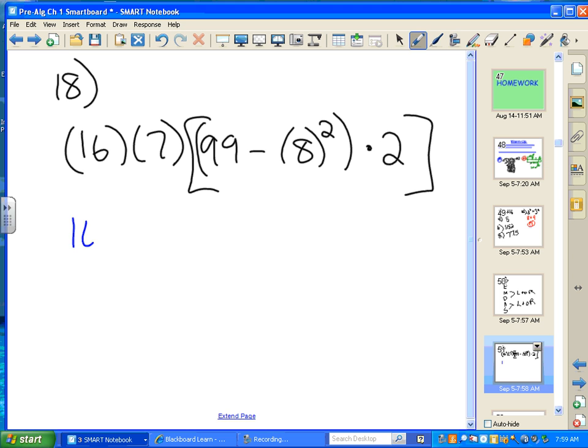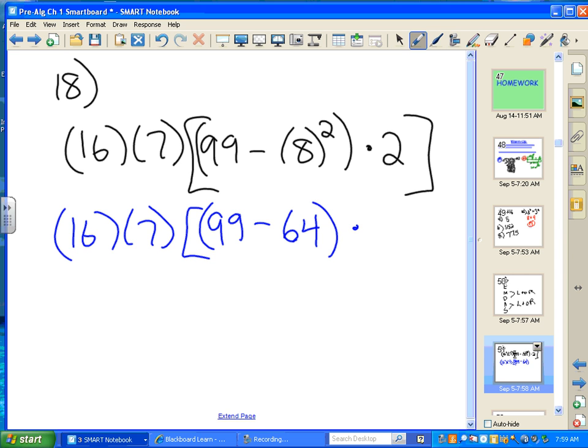Good job. So our next step would be to take care of the parenthesis inside the innermost parenthesis. So Donatus, 8 squared is what? Eight times 8. Good, 64. Okay. So I'm going to rewrite the times 2. Now what? So we took care of our exponent. Now what? Following GEMDAS, Zach, what's the next step?